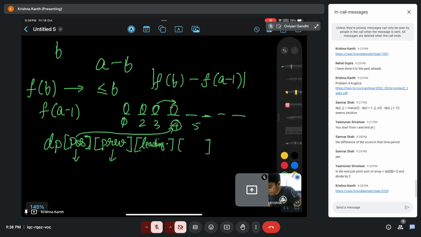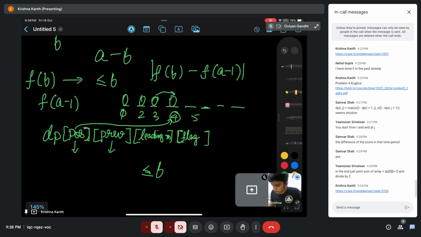So we'll check if there is a leading zero till now, then we have an option to make that the leading zero. And then there's one more criterion that I would call flag. What flag essentially means is, since we are only considering less than or equal to b, we can't really go above b.